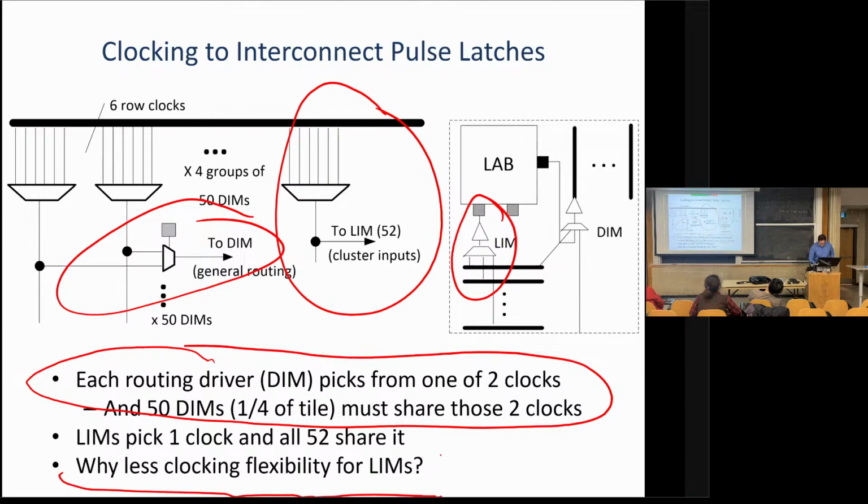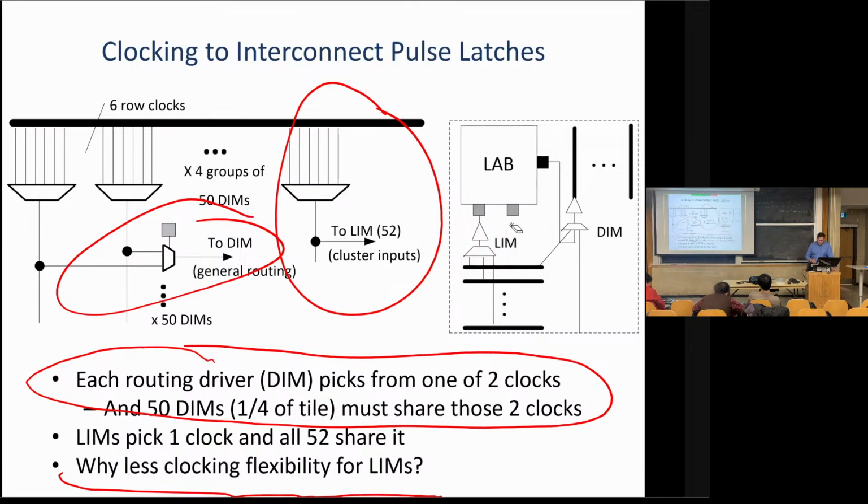Why do you think they do less clocking flexibility for the inputs to the logic block? They can basically put a pulse latch on that. Essentially, it's on the local interconnect wires. Why do they have to all share one clock, whereas the routing drivers, they make 4 groups of 50. Each group of 50, every one of the routing drivers can pick between 2 clocks. Yeah? It's more likely for a logic block to try to use the same clock than for the routing to use a different clock. Yeah, so that's a good answer.